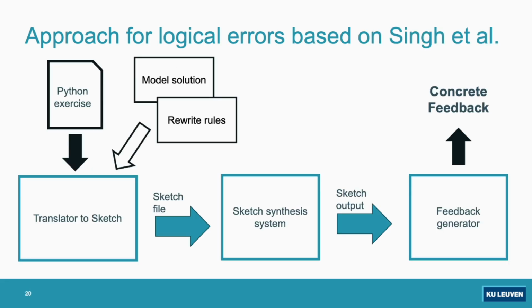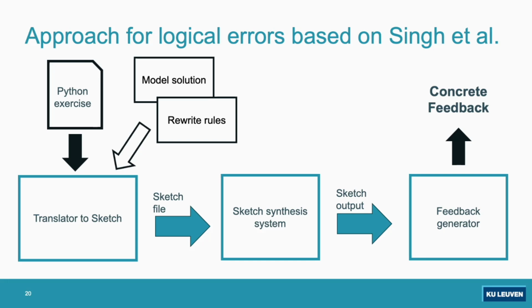As we've mentioned before, our approach for fixing logical errors is based on Sing et al., as it can generate actionable feedback for fixing logical programming errors. During the translation step, rewrite rules are inserted into the submissions of a student. These rewrite rules are handmade and specific to the assignment. They consist of potential changes that might fix the program. The Sketch synthesis system then decides which of the potential rewrites are necessary to make the submission correct.